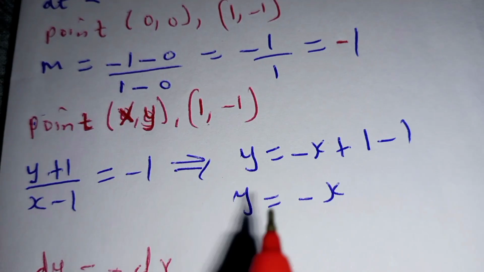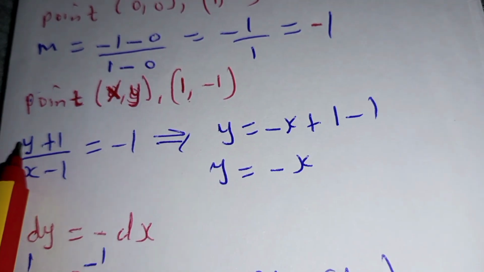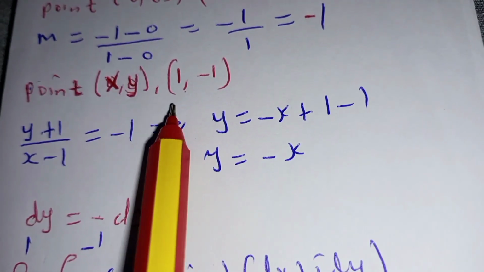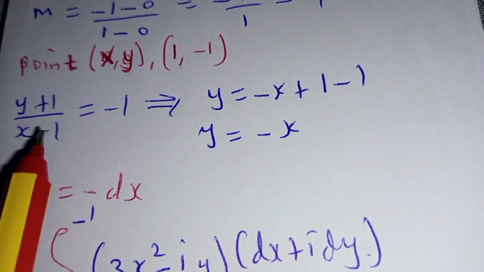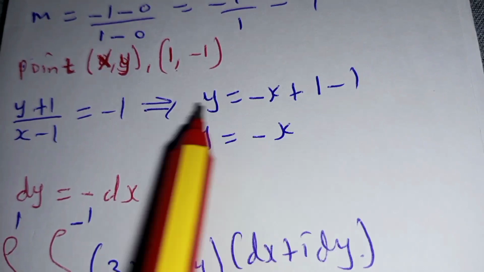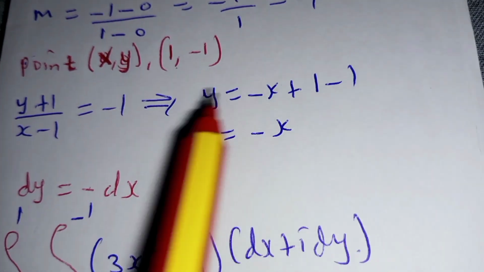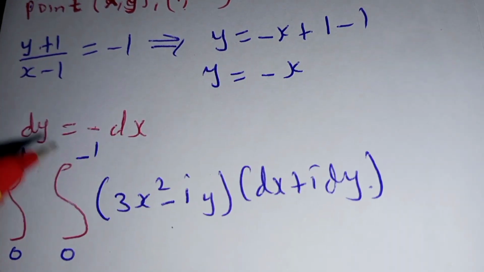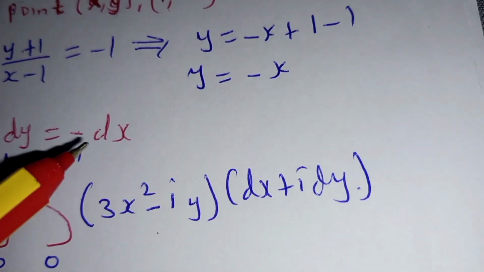Then we choose any arbitrary point x, y. We get our gradient, which is given by change in y, which is y minus (negative 1), will be y plus 1, divided by x minus 1, which is equal to the gradient, which you have obtained here to be negative 1. Then cross multiplying, you are going to have y plus 1 is equal to negative x plus 1, taking this 1 to the other side. So y is equal to negative x. Then differentiating both sides, we have dy is equal to negative dx.